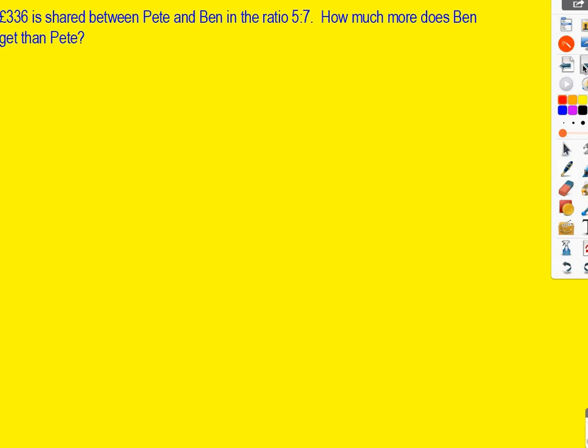So we've got Pete and Ben. In the same order, that means Pete will be having 5 parts of the money, and Ben will be having 7 parts of the money. The order their names appear is applied in the same order to the ratio. Okay, we do have 3 stages, exactly the same as previously. So number 1, adding up the values in the ratio. 5 plus 7, that's 12 parts.